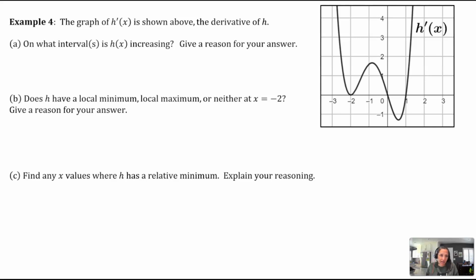All right, let's talk example 4. So example 4 is similar to example 3 in that we are given the first derivative, but we're given that first derivative in graphical form as opposed to that algebraic form, right? That actually makes things easier. Knowing what we're doing, I'm just going to go ahead and make a plus minus table.